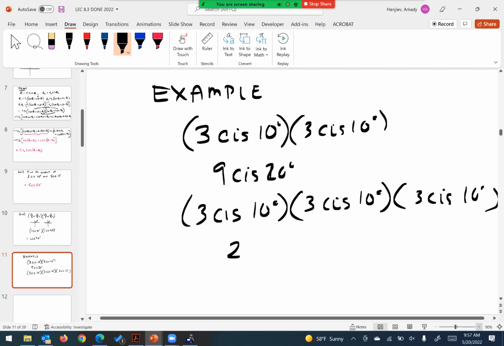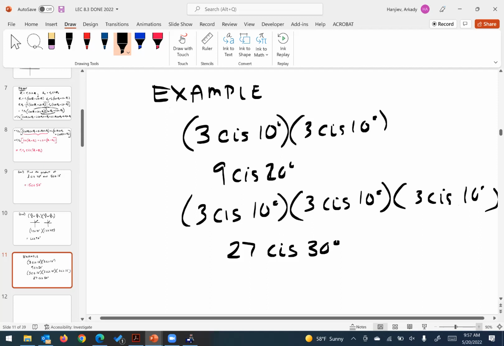Boom. 27. Oh, that is so cool. This is 30, right? Okay. So like 3 cis 10 to the second or third. We just do 3 to the third and then 10 three times.